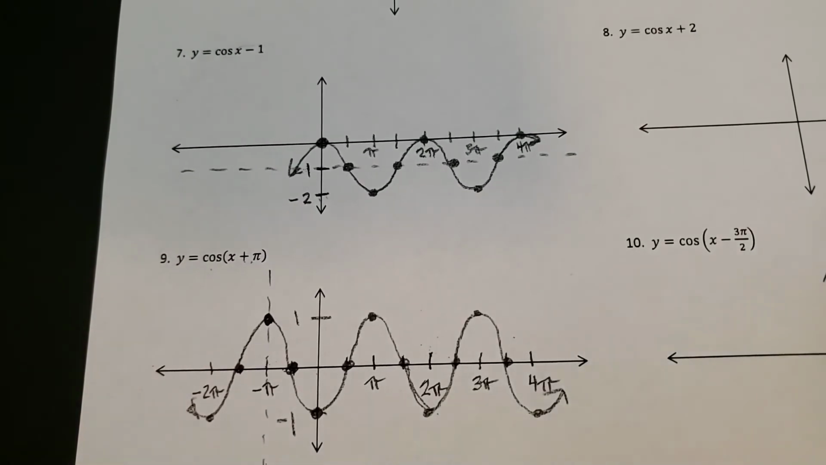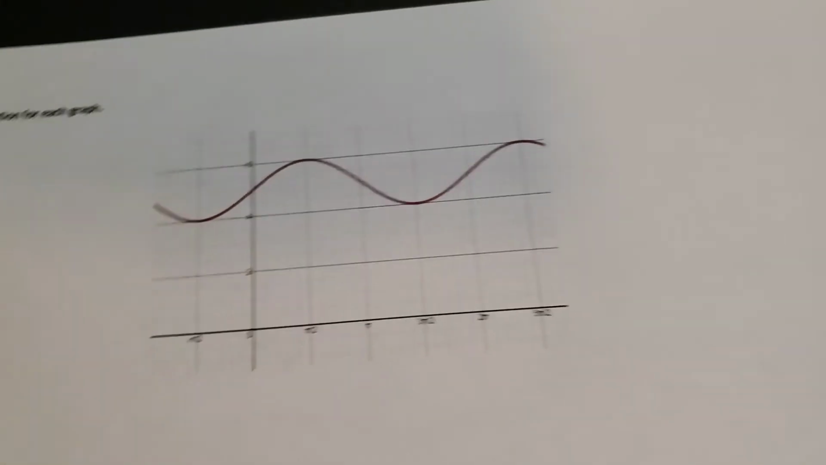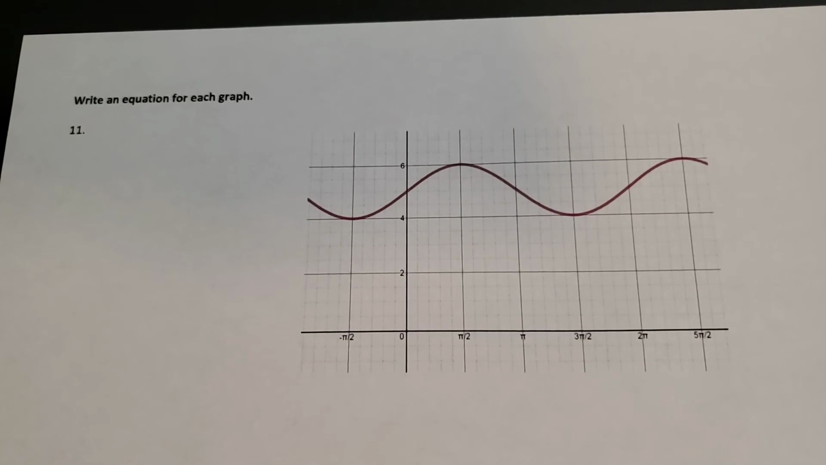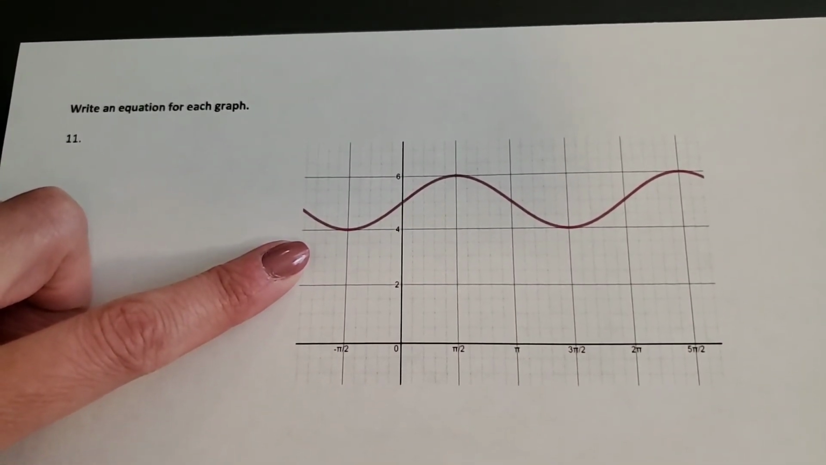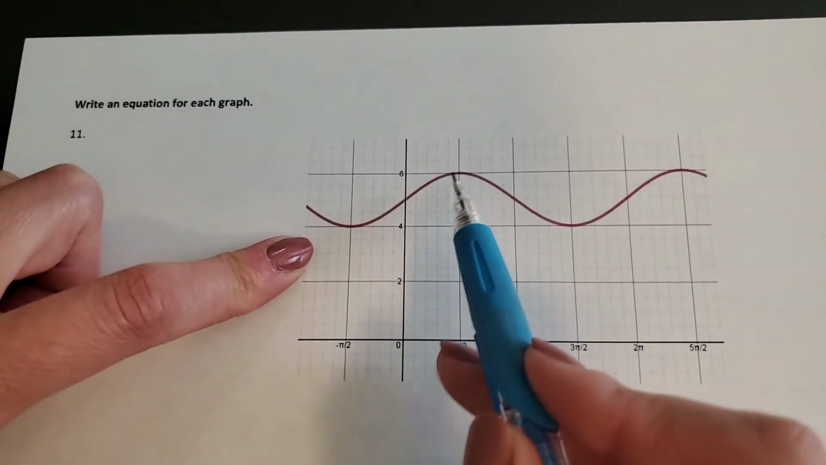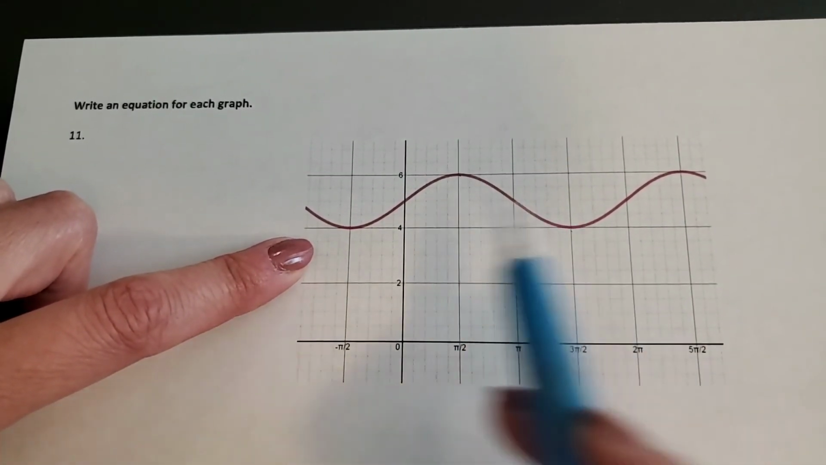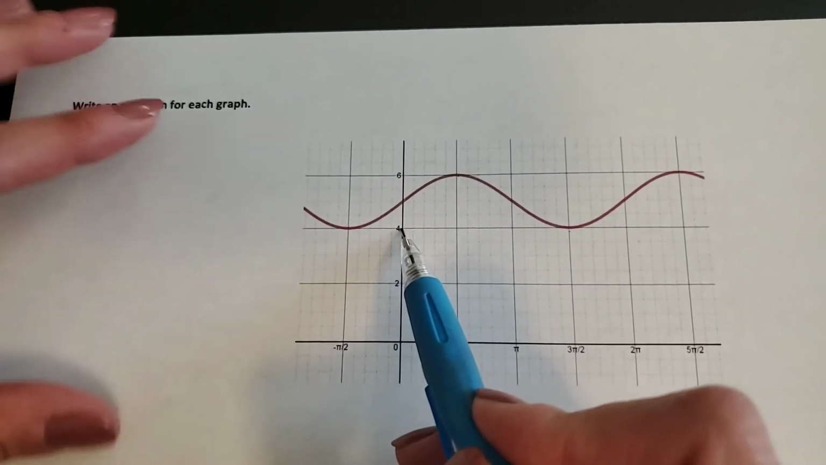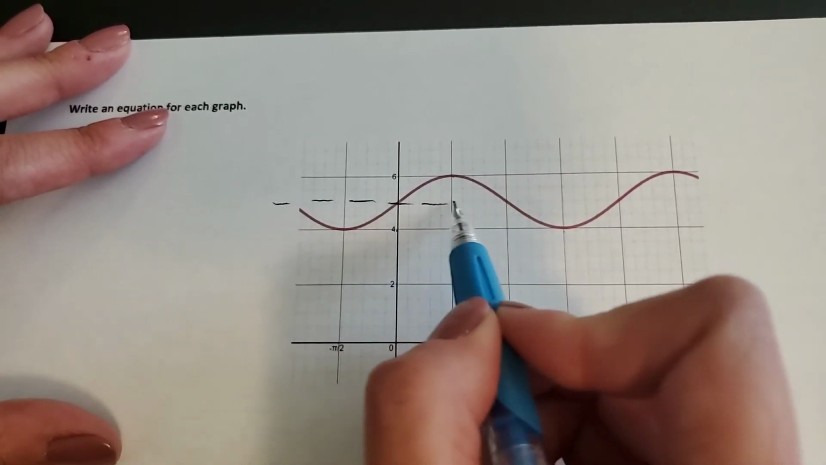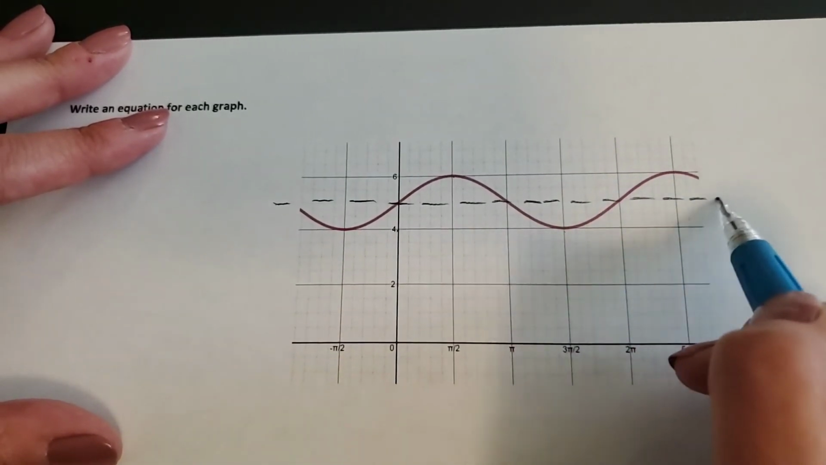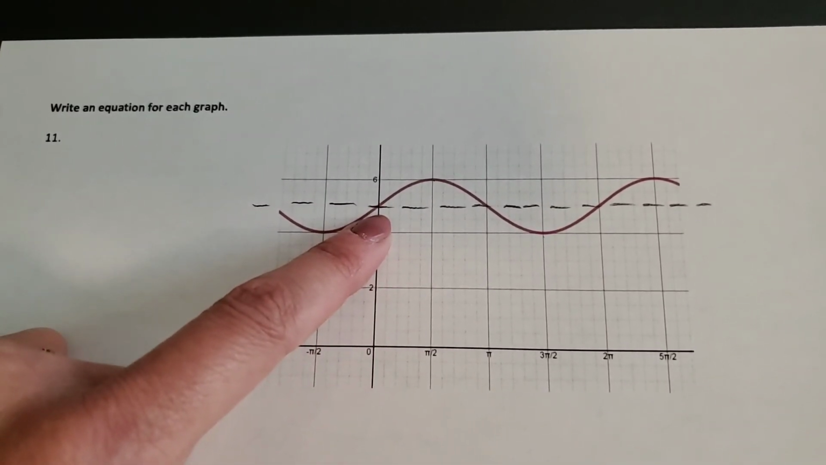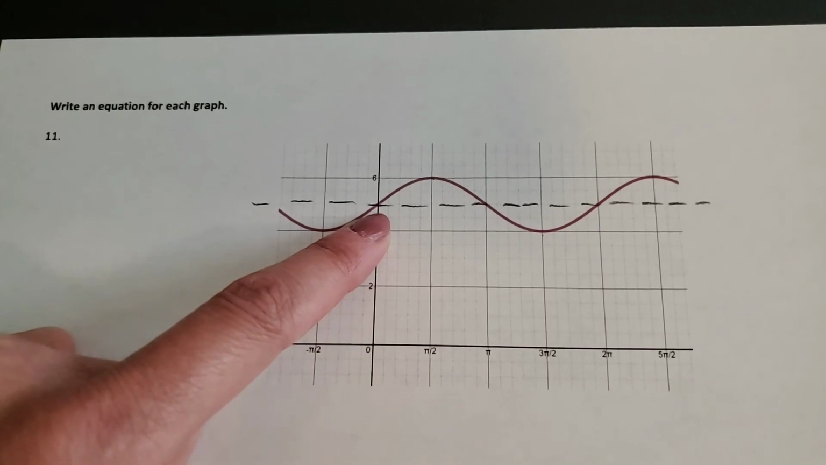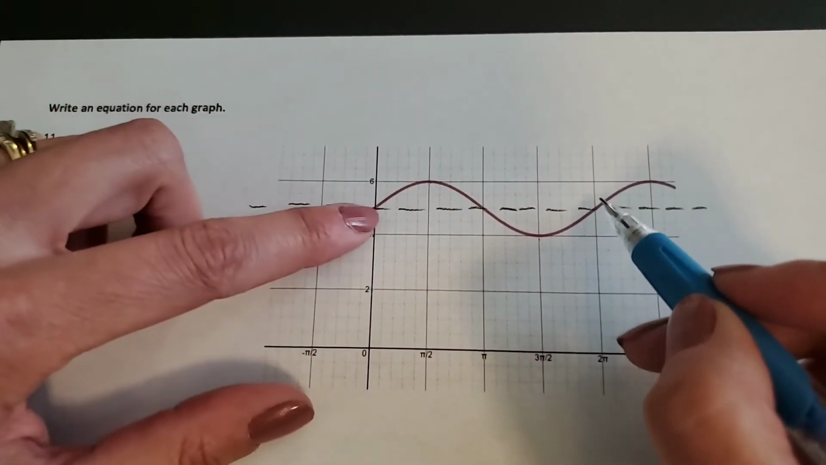All right, last thing I want to look at, let's look at number 11. We want to be able to go the other way too. Can you write an equation for each graph? So let's look here. I would suggest drawing in the midline. Can you see it? It's going to be halfway between the maximum and the minimum. So that's halfway between 6 and 4. So that must be here at 5. So since the midline is up here at 5, I know I shifted vertically 5. I went up 5.